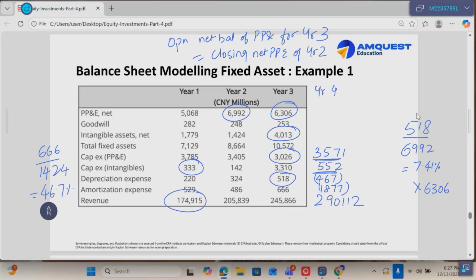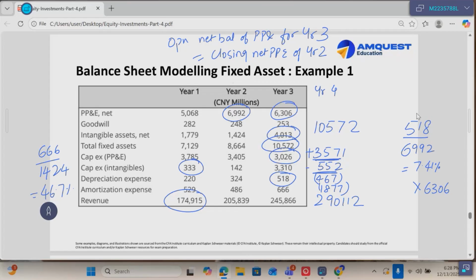So that's it. I think we have completed the question. This is what they have asked. We have calculated how much is the capex. We have got the answer. We have calculated how much is the capex for intangibles and PP&E. We have calculated depreciation, and we have also calculated amortization. This is the closing balance for year 3. So this becomes the opening balance for year 4. So this is the opening.